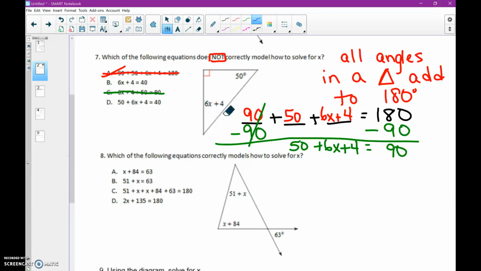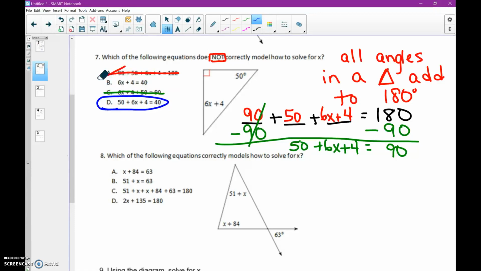Really what they're saying is these two angles right here make 40 degrees together. That doesn't even make sense because one of them is 50. So obviously it can't be that one. So that is the answer. That is the one that is not correct.